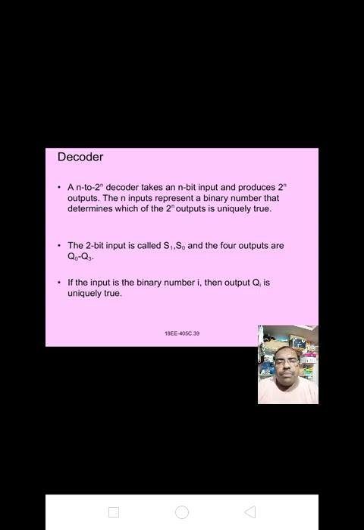The 2-bit input is called S1, S0 and the 4 outputs are Q0, Q1, Q2, Q3. If the input is the binary number i, then output Qi is uniquely true.